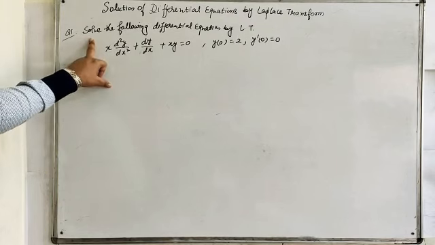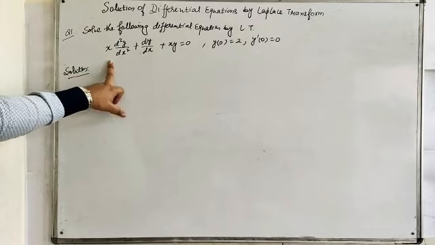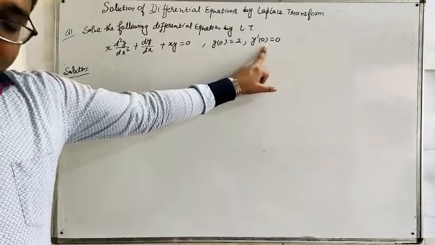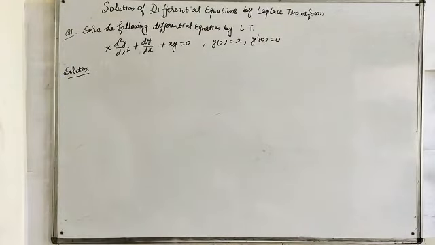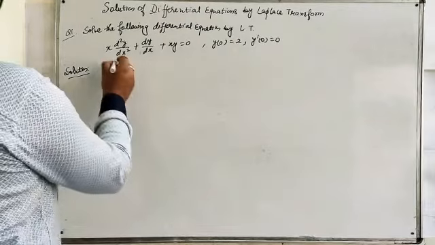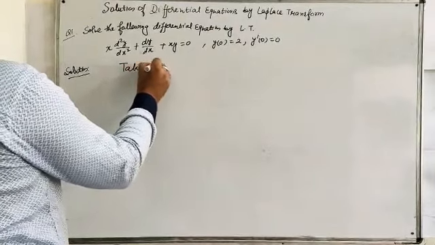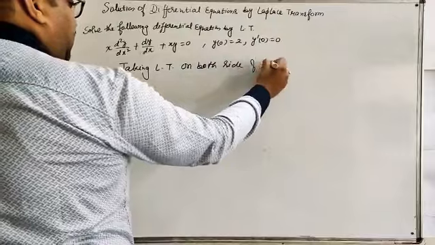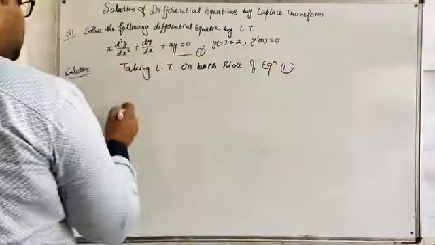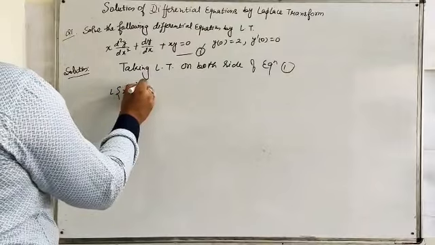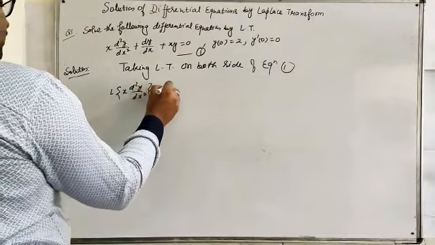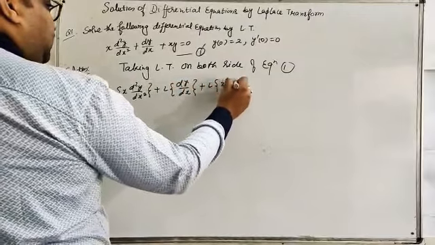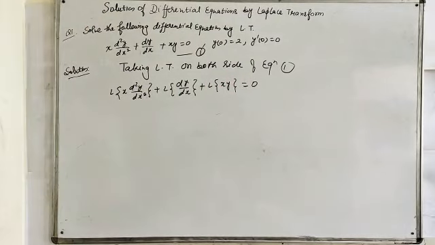Solve the following differential equation by Laplace transformation: x d2y over dx square plus dy over dx plus xy equals 0, y(0) equals 2 and y'(0) equals 0. We can start as previously, taking Laplace transformation on both sides of equation number 1. So Laplace of x d2y over dx square plus Laplace of dy over dx plus Laplace of xy equals 0, because the Laplace of 0 is always 0.